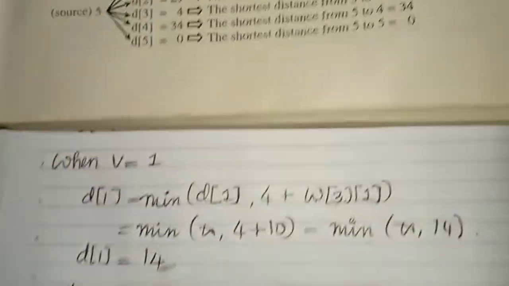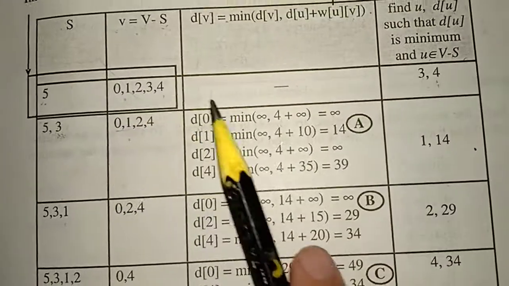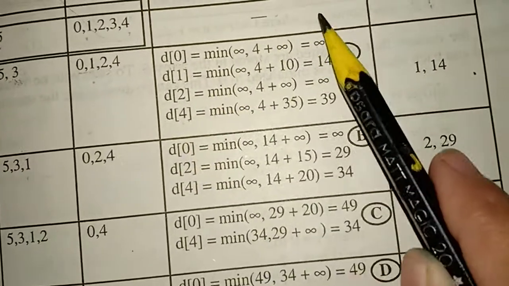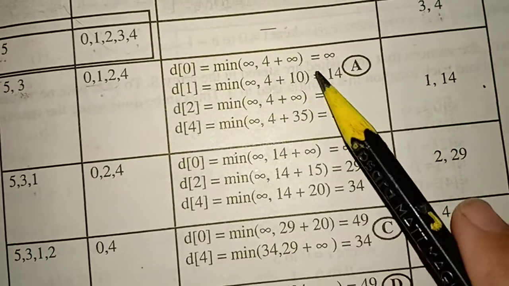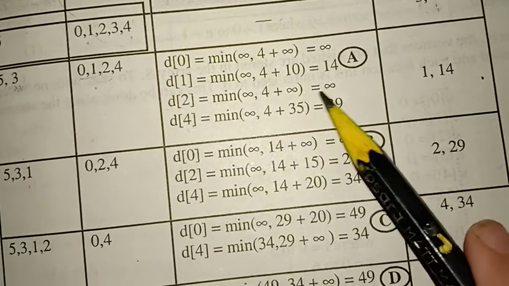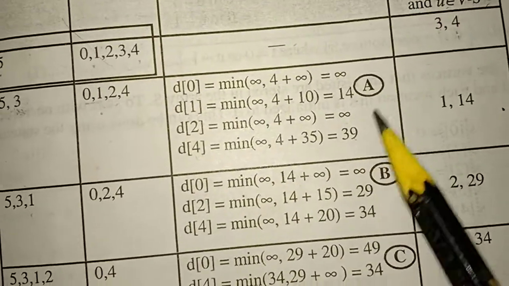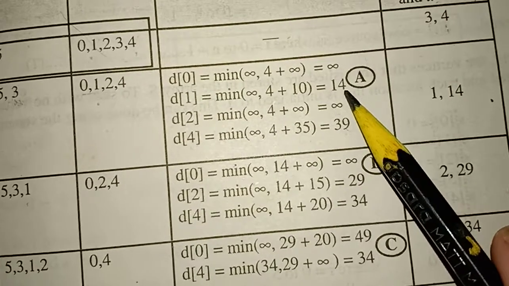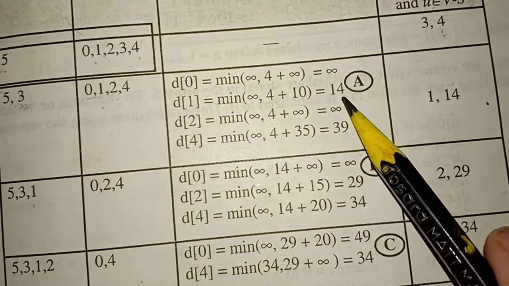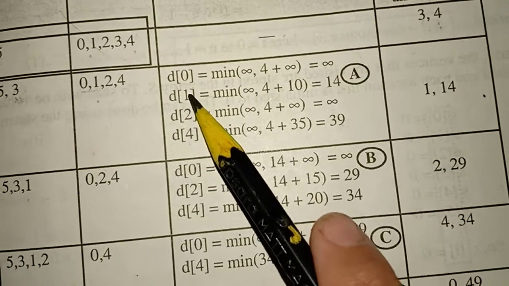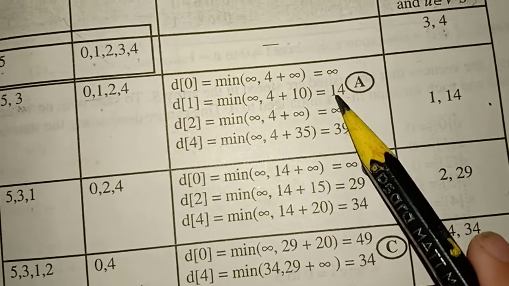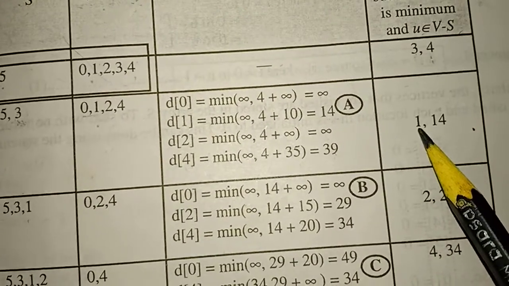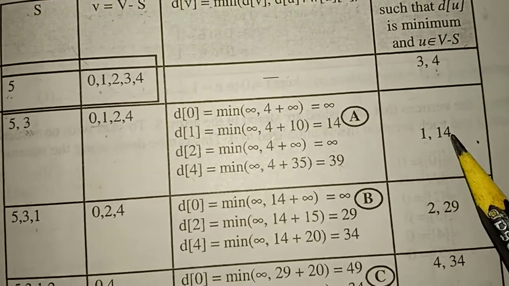Okay, so now you have found all the values, that is d of 0, d of 1, d of 2 and d of 4. So here d of 0 you got as infinity, d of 1 as 14, d of 2 as infinity, d of 4 as 39. So now among all these four d values you have to select the minimum. So here 14, that is d of 1 for vertex 1, is the minimum. So you write that value. So now the u value will be 1 and d of u will be 14.